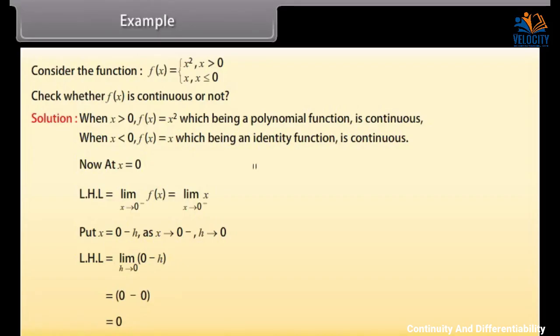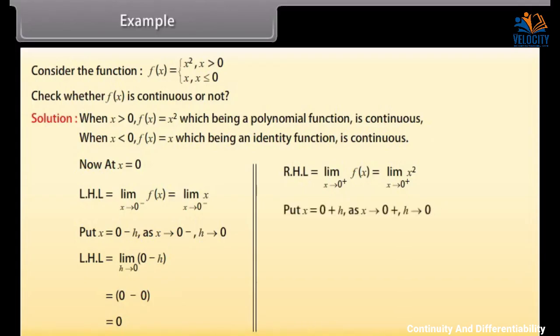Right-hand limit is equal to limit x approaches 0 plus of f of x is equal to limit x approaches 0 plus of x square. Put x is equal to 0 plus h, as x approaches 0 plus, h approaches 0. Right-hand limit is equal to limit h approaches 0 of 0 plus h square, is equal to 0 plus 0 square, is equal to 0.